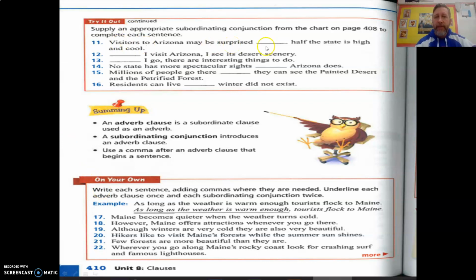Probably that would be the best choice. Go ahead and do 12 to 16 on your own. Pause the video, and then I'll come back and give you some possible answers.